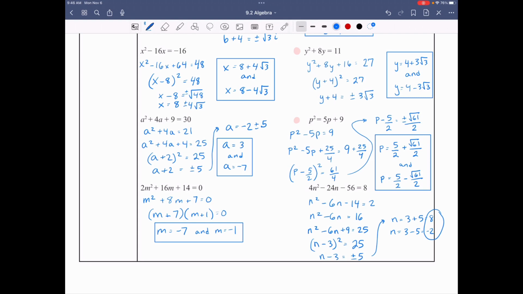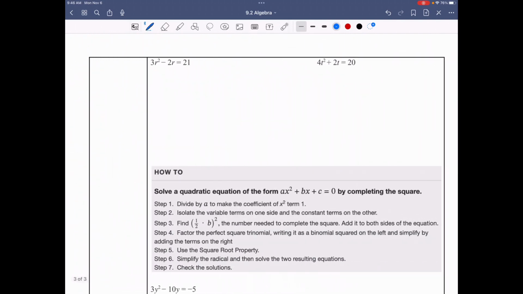When you're ready, turn the page. On this next one, we have a coefficient of 3, so let's just divide everything by 3. That gives us r squared minus 2/3 r is equal to 7. What is half of 2/3? 2/6. And then we're going to square 2/6 and get 4/36. So we're going to add 4/36 to both sides.